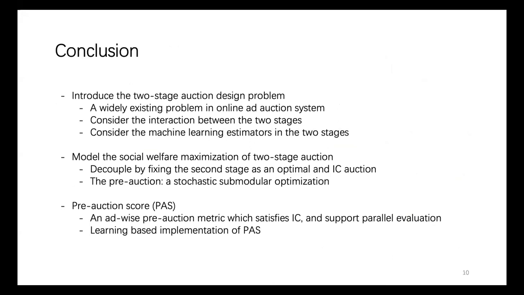In conclusion, we introduce the two-stage auction design problem. This is a widely existing problem in online ad auction systems. We consider the interaction between the two stages and the machine learning estimators in the two stages. We model the social welfare maximization of the two-stage auction and decouple the two stages by fixing the second stage as the optimal and incentive compatible auction. Then the pre-auction problem is a stochastic submodular optimization. We propose a heuristic pre-auction score, and we also give a learning-based implementation. This is my talk. Thanks for listening.